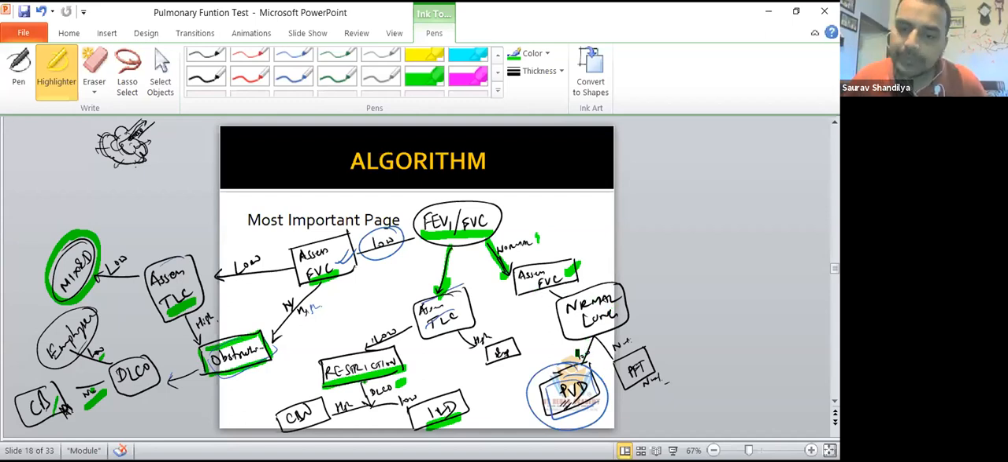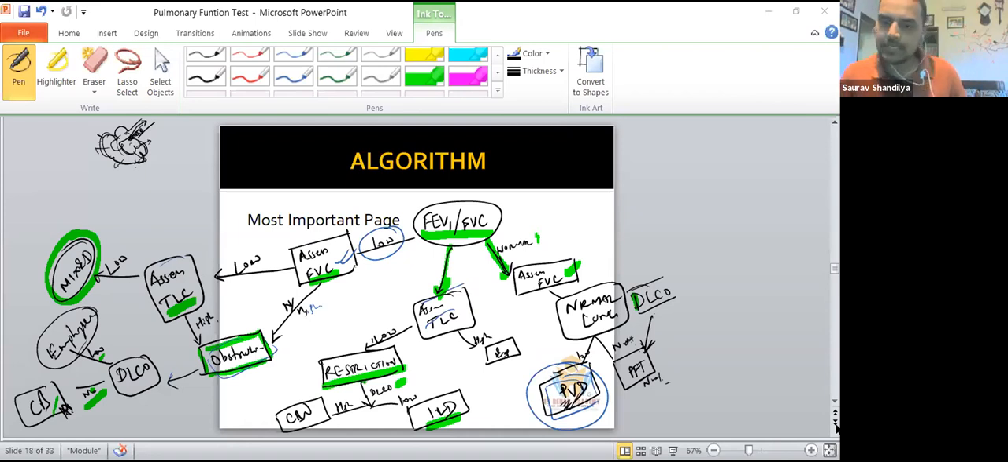But here, what happened? If you check the DLCO and our DLCO becomes less, that means in this case, in a lung looking like a normal lung, if the DLCO is low, that is a pulmonary vascular disorder. If DLCO is normal or high, that means it is a pure normal PFT, no problem. The person can go happily back home. Now the algorithm is clear. Very simple algorithm, understandable.